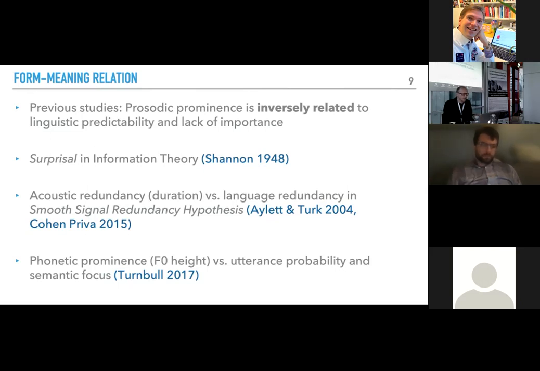And this leads to utterances whose elements have similar probabilities of recognition, and they call this the smooth signal redundancy profile. And there's a more recent study by Rory Turnbull, among others probably, showing that phonetic prominence in terms of pitch height is more or less inversely related to linguistic predictability.